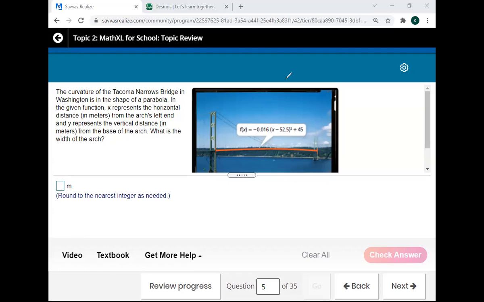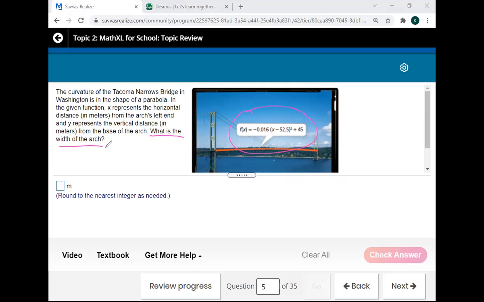It looks like a bridge, and I see an equation. And the curvature of the bridge narrows, blah, blah, blah. And read the question. This is a strategy I teach oftentimes for ACT for speed. What is the width of the arch?